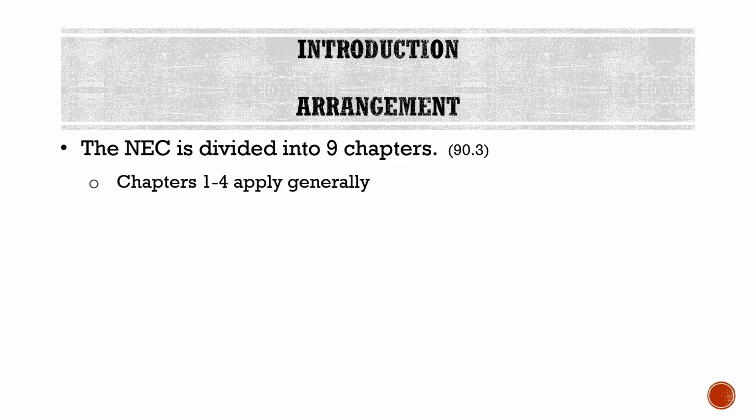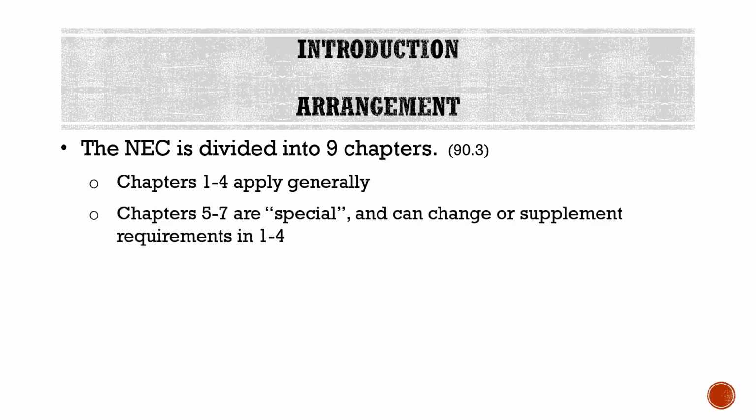So our chapters 1 through 4 apply generally. So this means across all fields that the NEC covers, the rules of chapters 1 through 4 are going to apply to all those installations. They apply across the board without exception. Chapters 5 through 7 are what we call special conditions and can change or supplement the requirements of 1 through 4.